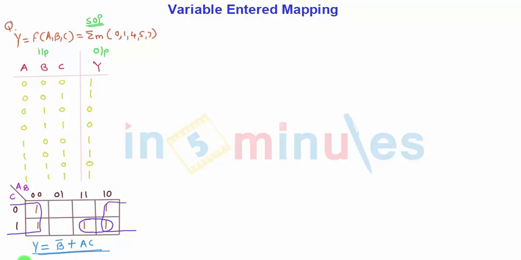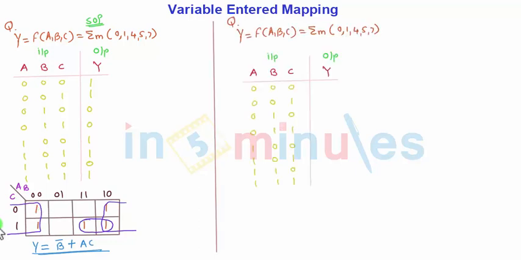But what we are going to do is reduce the K-map. So this is a 3 variable K-map. Now we will reduce the 3 variable K-map to a 2 variable K-map by using variable entered mapping. So let us consider the same example once again, in which the output is fixed at 0, 1, 4, 5 and 7. So output is present in these cases.